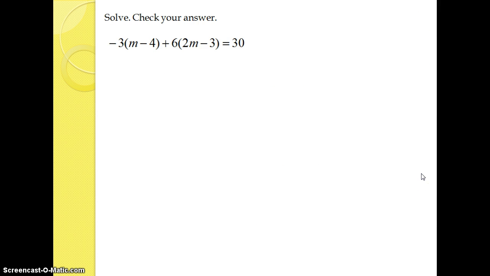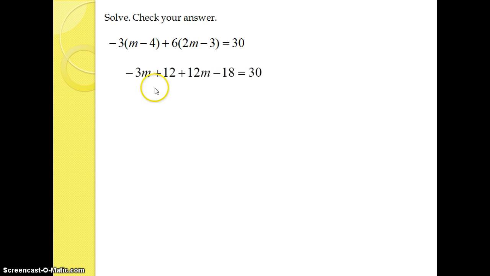Let's try another problem together. This time we're going to have to distribute twice. We have 2 sets of parentheses. So I'm going to start by distributing the negative 3. Negative 3 times m is negative 3m. Negative 3 times negative 4 is a positive 12. Bring down my plus sign. 6 times 2m is 12m. 6 times negative 3 is negative 18 equals 30.